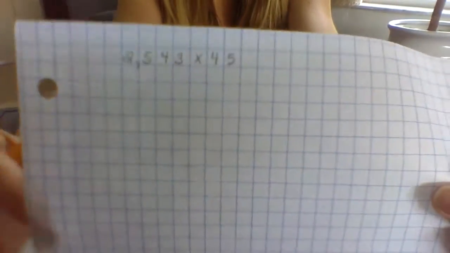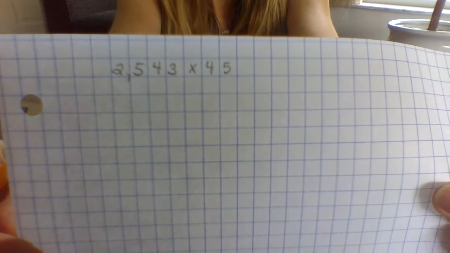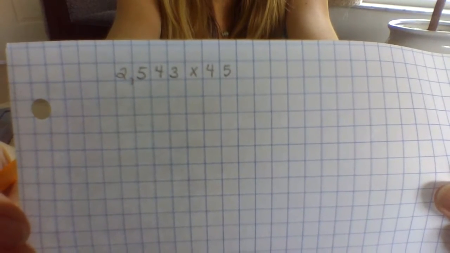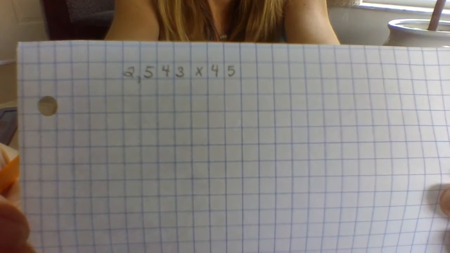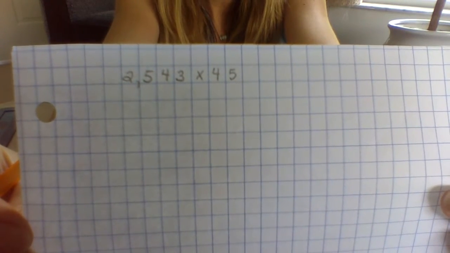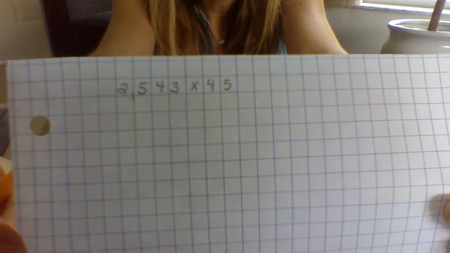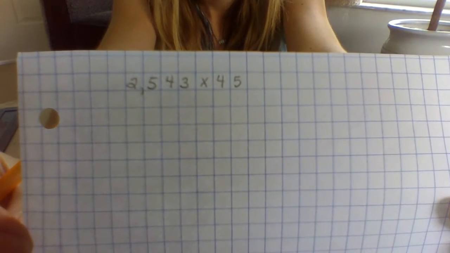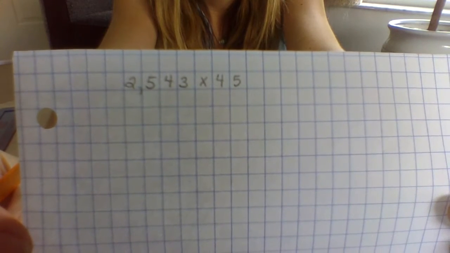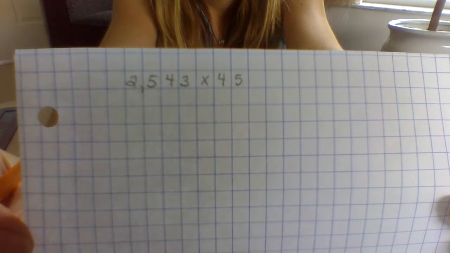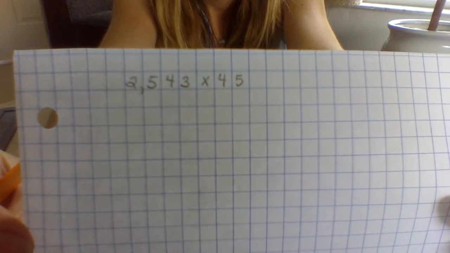The first problem that we're going to work on is 2,543 times 45. We have a 4-digit multiplicand and a 2-digit multiplier. So go ahead and write that at the top of your paper. Okay, and we'll get started.